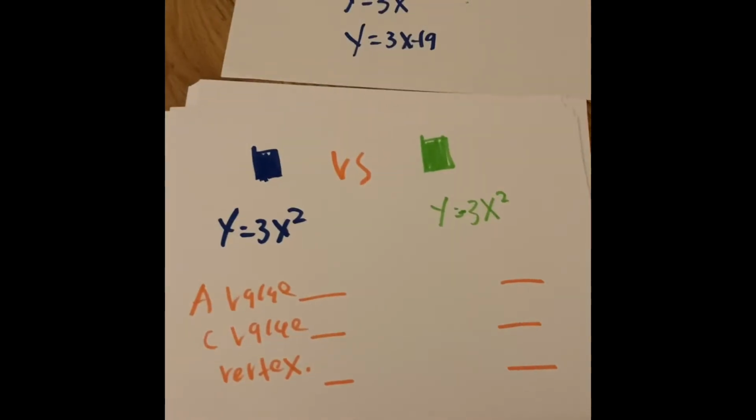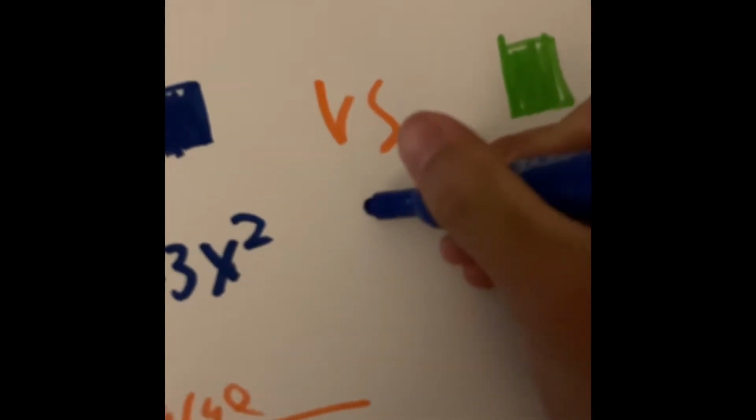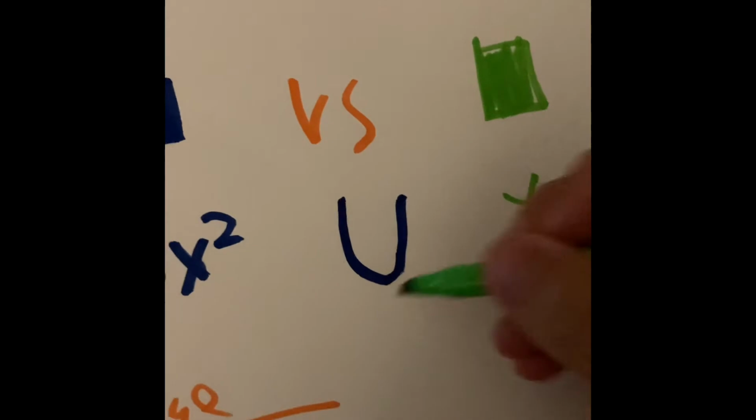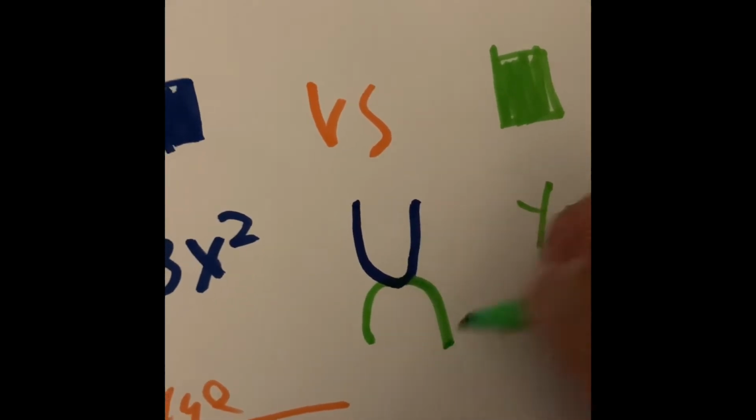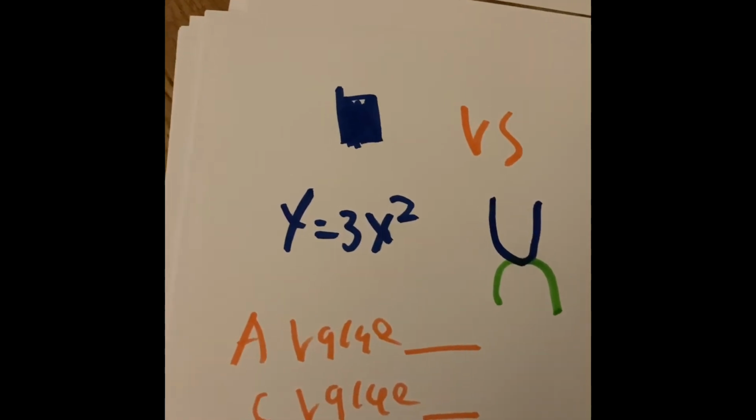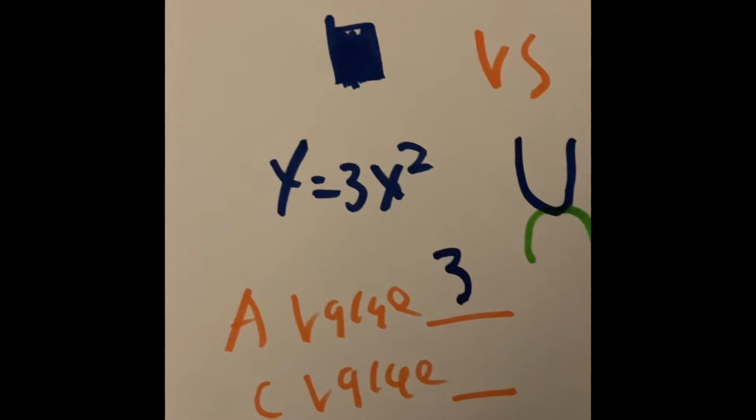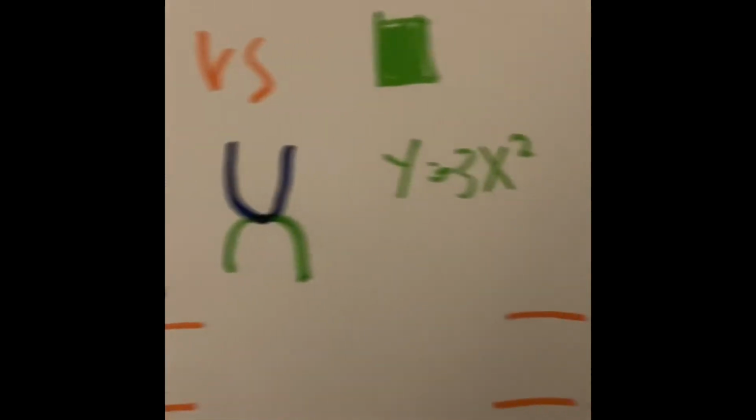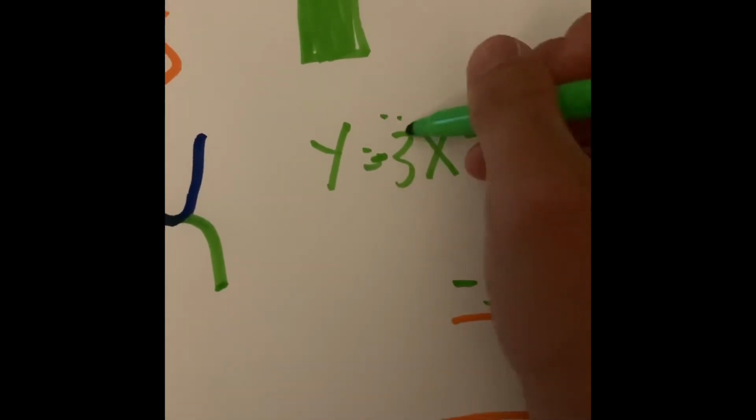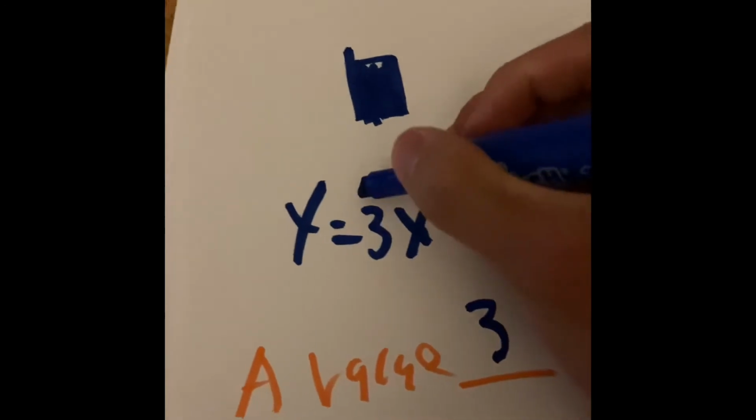Wow, would you look at that? On the graph, we have the blue equation facing up, while the green equation is facing completely down. So let's measure the values. The a value for the blue equation is going to be a positive 3. However, on the green equation, it's negative 3 because we focus on the number right in front of the x.